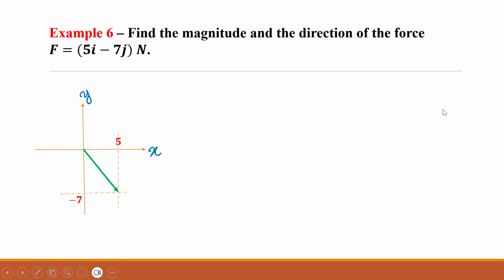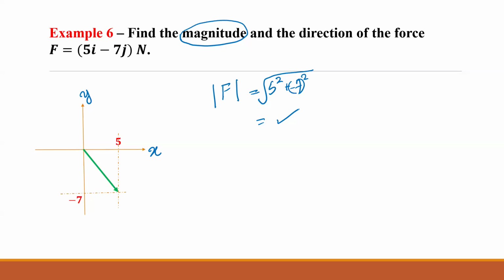Now how can we find the magnitude? The magnitude of this force is equal to the square root of 5 squared plus minus 7 squared. When it is squared, it will become positive. So take the square root of this, and you can find the magnitude. If you want to find the angle theta, you can find it too.